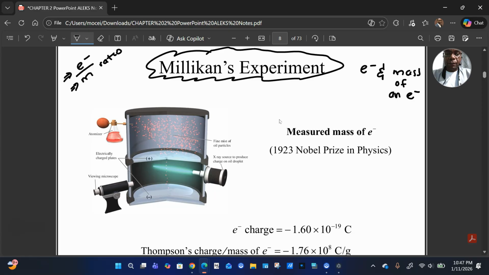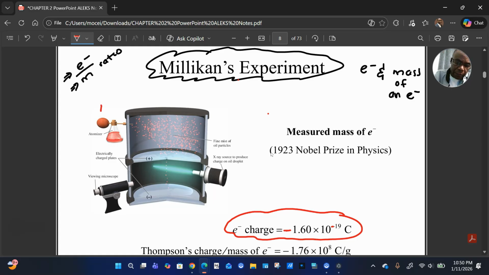Now his experiment is very much complicated. We will not go into the scary calculations that he followed, but I'll just give you a general idea. So between 1906 and 1914, he designed this experiment and adjusted the parameters and found that the charge value of an electron is negative 1.60 times 10 to the power negative 19 coulombs. How did he do it?